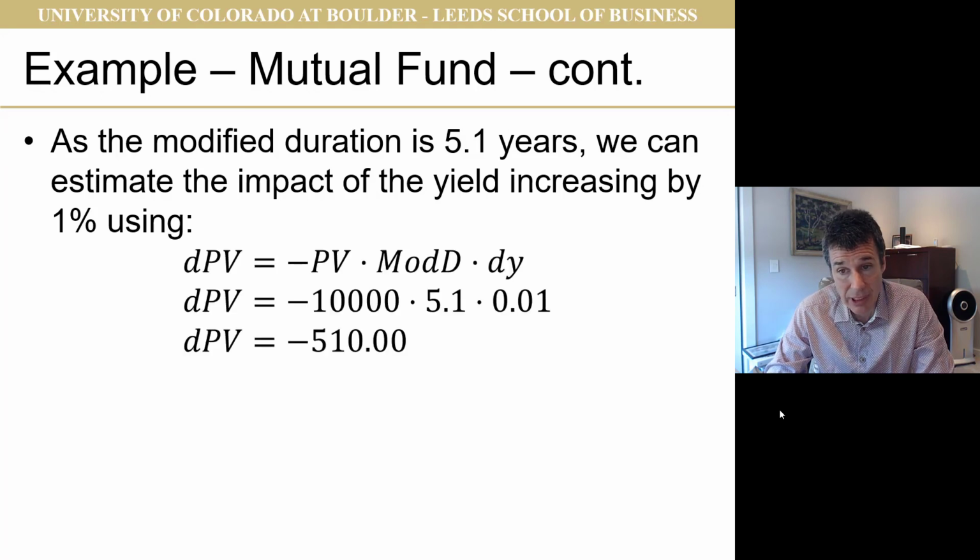We can estimate the impact of the yield increasing using our formula dPV equals negative PV times modified duration times dy. Present value, that's the $10,000. So negative $10,000 times 5.1 times 0.01. dPV equals negative $510. So basically, our modified duration is 5.1 years, interest rates go up by 1%, we expect to lose about 5% of our value, $510.